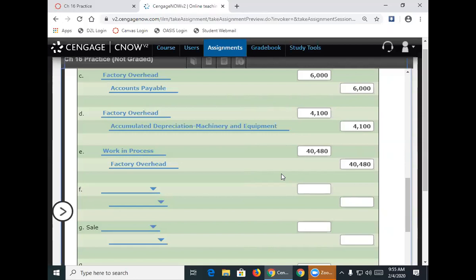Very good, 1,220. So I over applied overhead at 1,220. Well, basically what I want to do is zero out this account. Right now it has a credit balance of 1,220, and that's over applied.